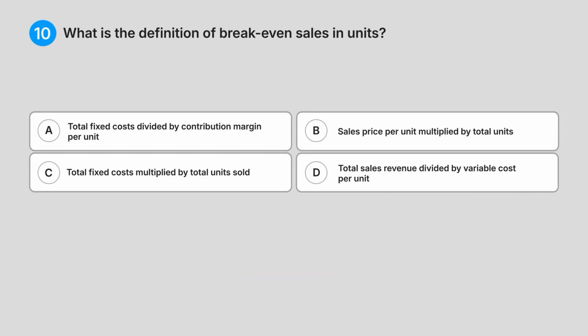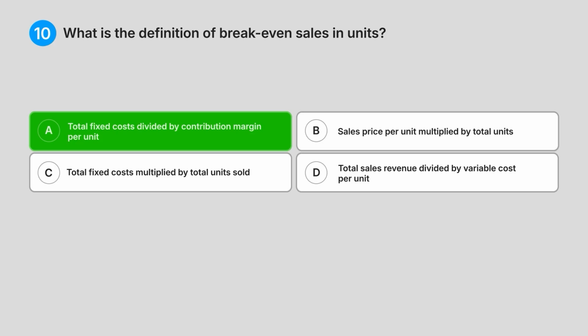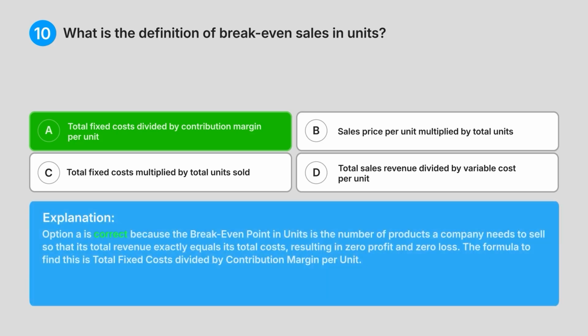Correct answer, A. Total fixed costs divided by contribution margin per unit. Explanation. Option A is correct because the break-even point in units is the number of products a company needs to sell, so that its total revenue exactly equals its total costs, resulting in zero profit and zero loss. The formula to find this is total fixed costs divided by contribution margin per unit.